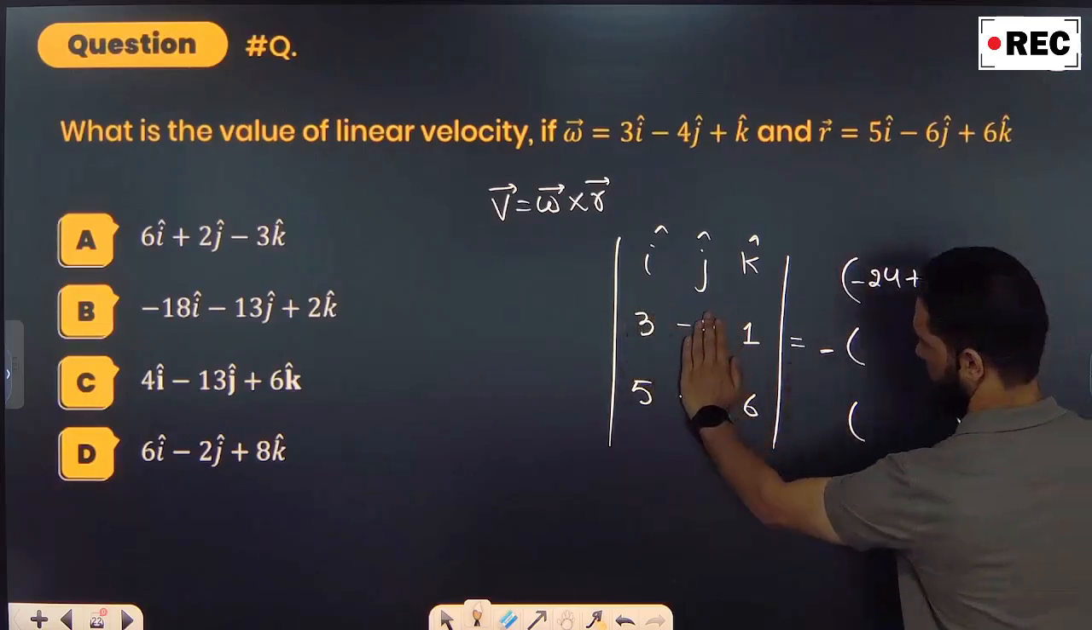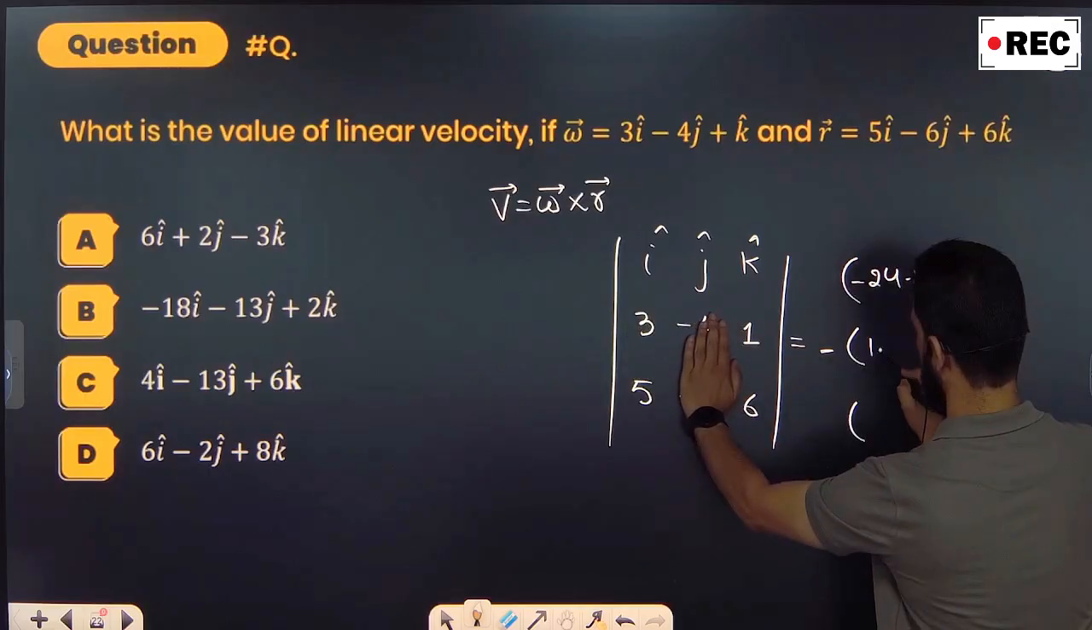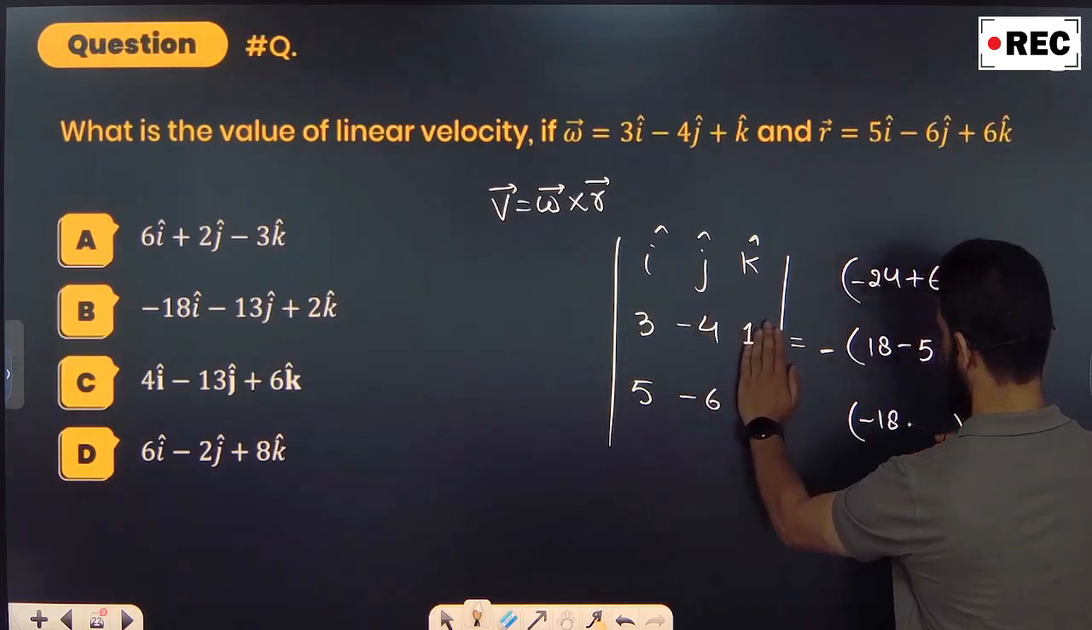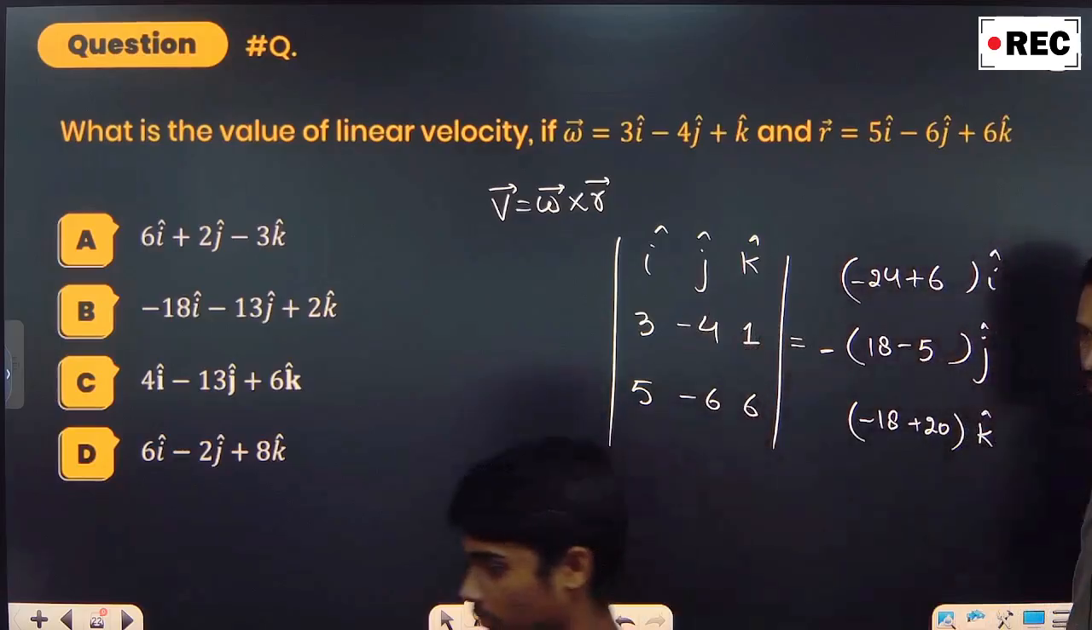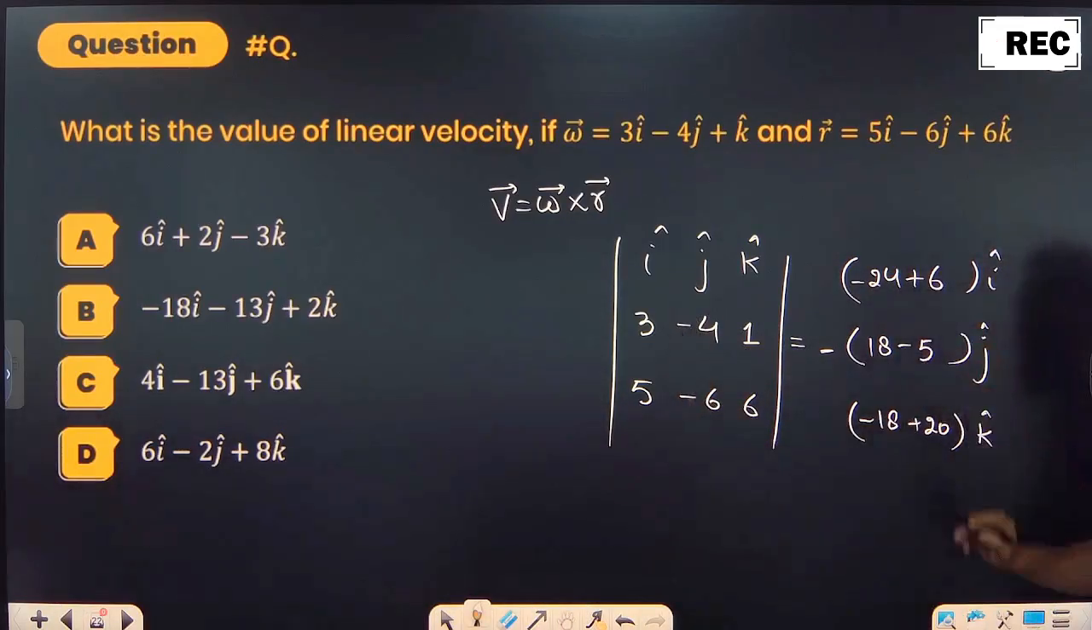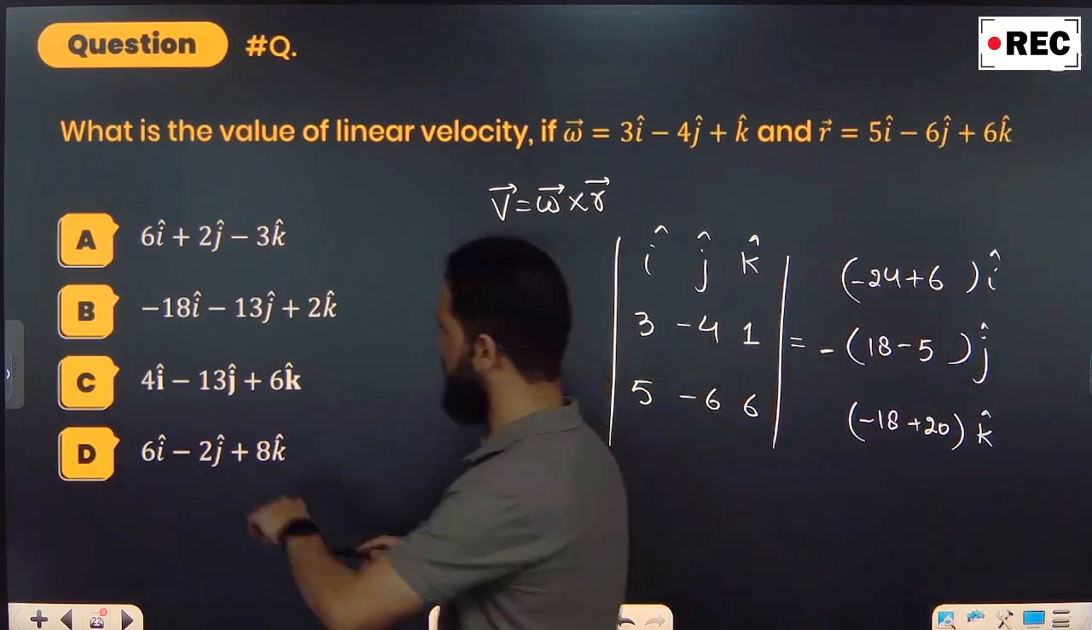right? अब इसको हाइड करो. 6 3 18 minus 5. इसको हाइड करो. minus 18 plus 20, right? जब अपोजिट में जाते हैं we use minus sign. You will see minus 24 plus 6 कितना आया? minus 18. तो only this is the option.